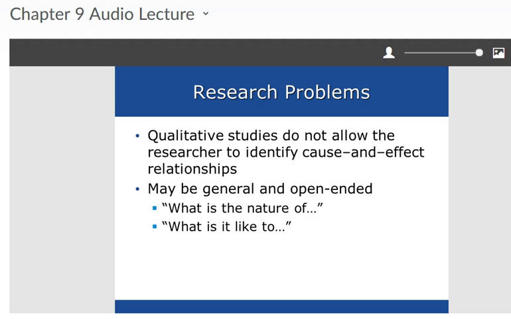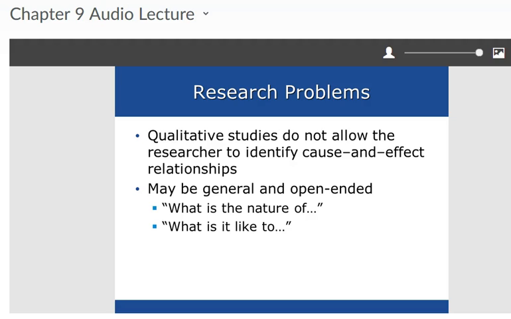The types of research questions in a qualitative study are unique from quantitative studies. So here we're not looking at dependent variables. We're not necessarily just looking at differences or relationships, but we're really trying to understand the nature of a phenomenon of interest. Qualitative studies, therefore, will not allow us to assess cause and effect relationships. But many times the questions are much more open-ended.